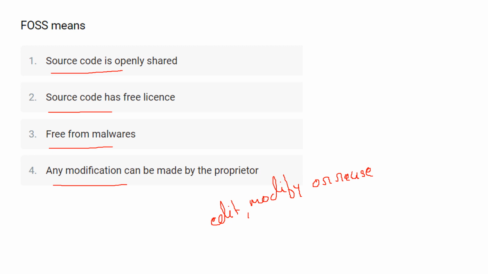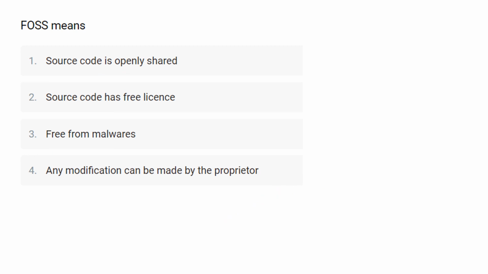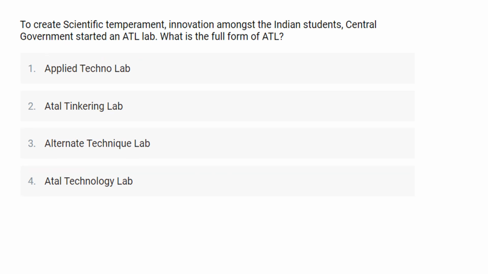Okay. So here the correct answer for this question will be option number 1, that is source code is openly shared. To create scientific temperament and innovation among the Indian students, the central government started ATL labs.